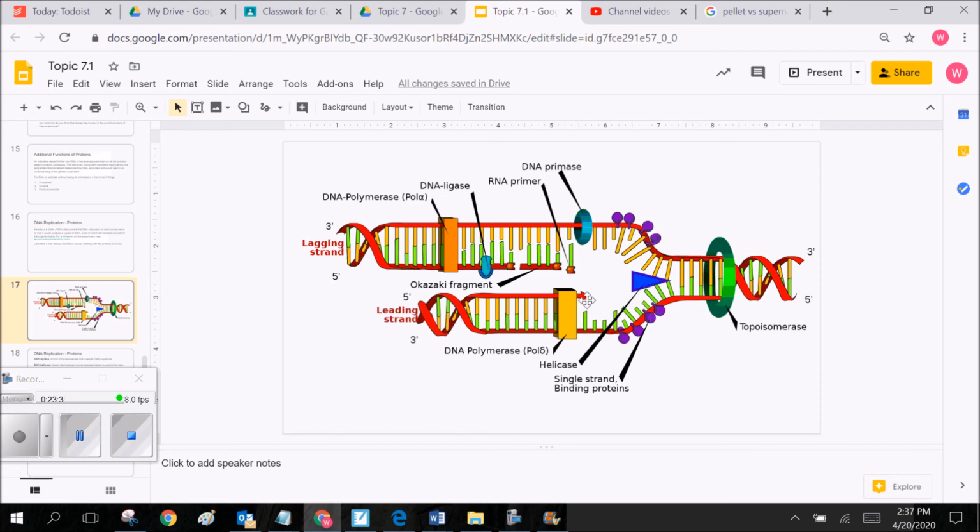Now that's fine for what we call the leading strand, which is the strand of DNA that naturally goes from 5 to 3. That's fine for that one. But for the lagging strand that goes from 3 to 5, that's a big problem because DNA polymerase can't go backwards.